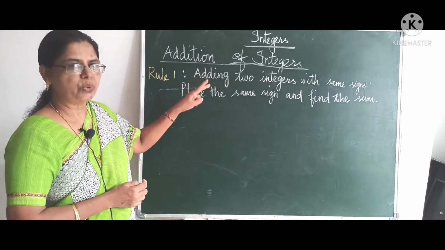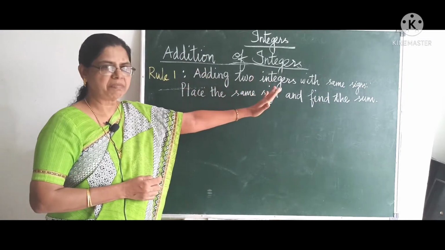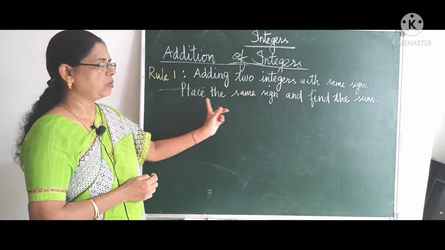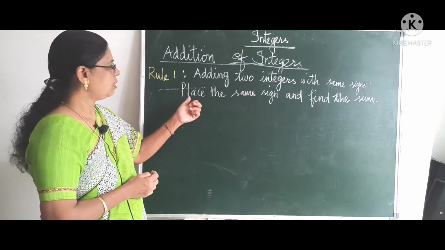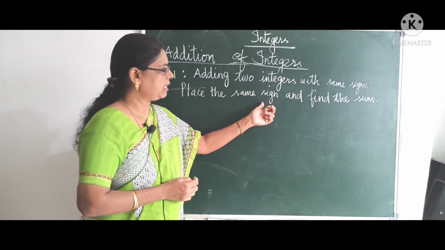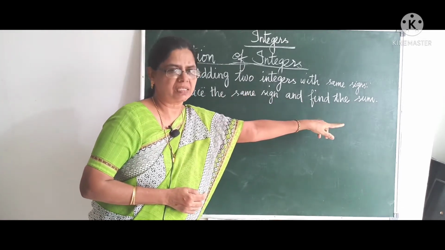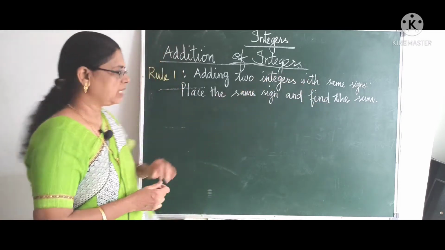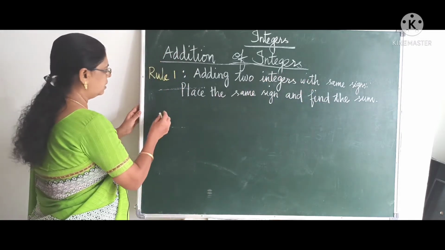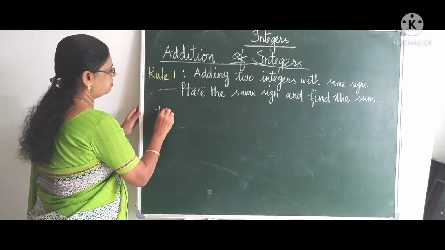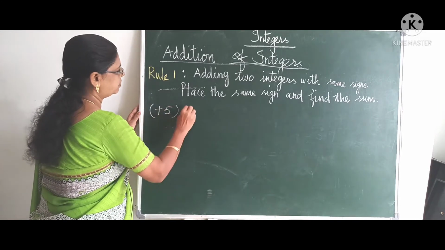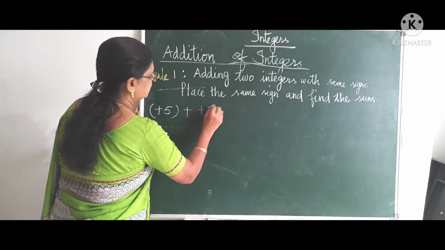When you add two integers with same signs, you have to follow this rule. What is the rule? Place the same sign and find the sum. Find the sum of the integers. Let us learn some sums. Plus 5 plus 3.